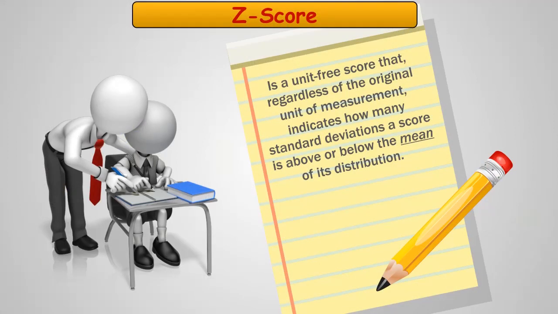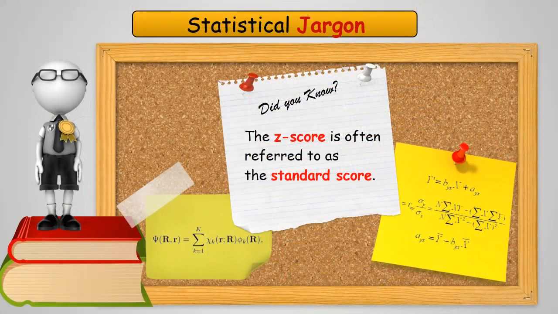And the third, the z-score. Well, what is it? It's a unit-free score that, regardless of the original unit of measurement, indicates how many standard deviations a score is above or below the mean of its distribution. That may sound complex, but when you look at an example, it's not too bad. The z-score is often referred to as the standard score.